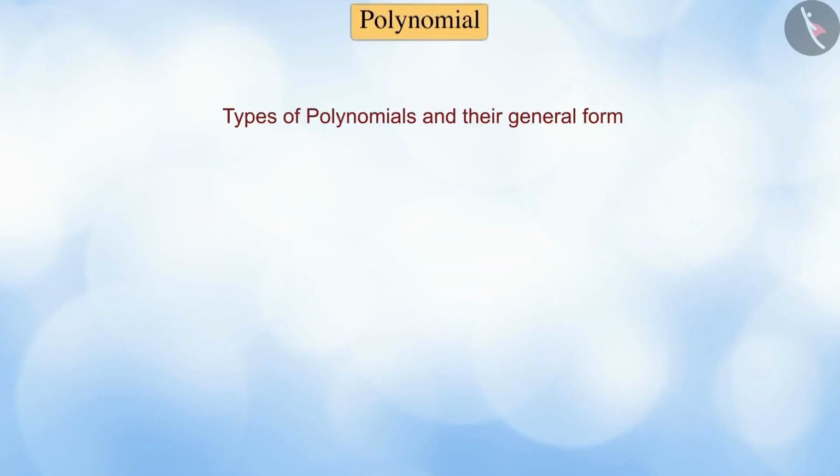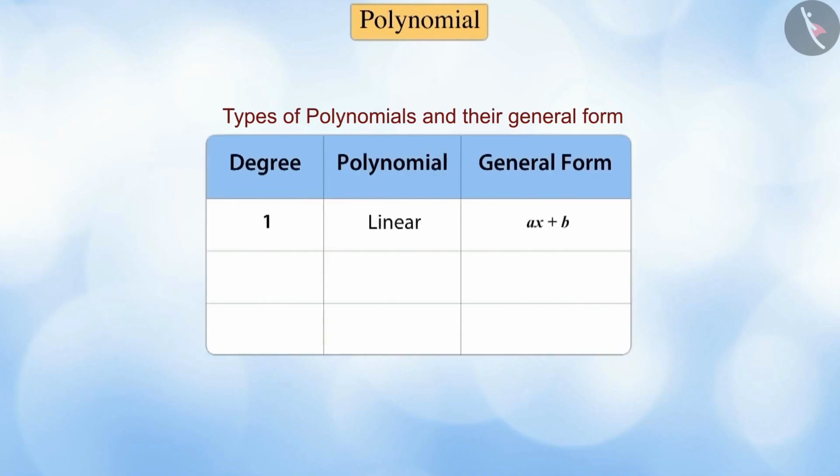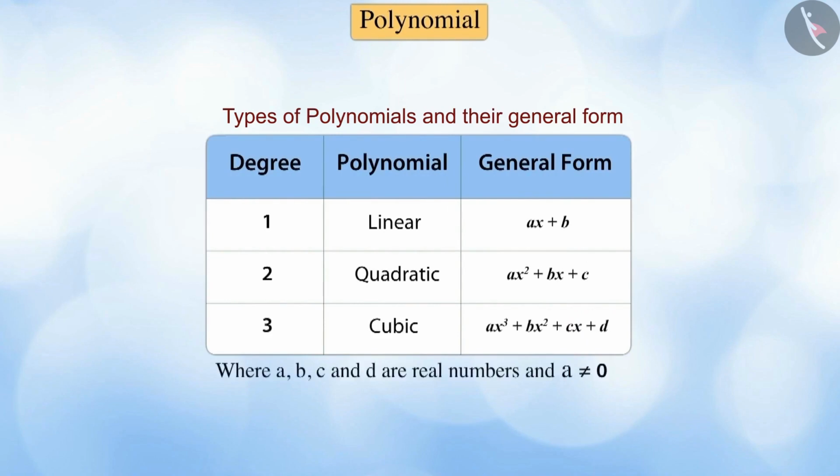In the previous session, you have already studied about polynomials. Do you remember about quadratic polynomials? Can you tell what would be its general form? Very good. The general form of a quadratic polynomial is ax square plus bx plus c.